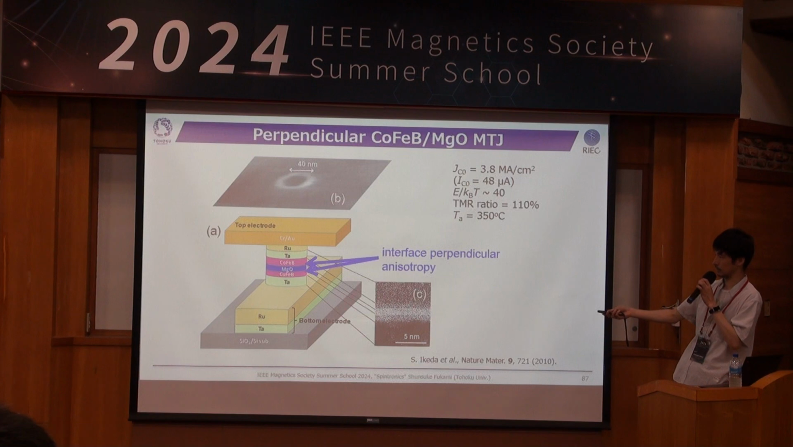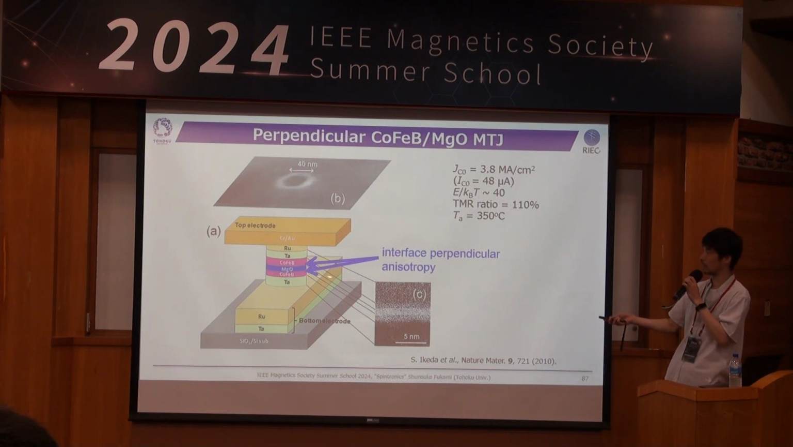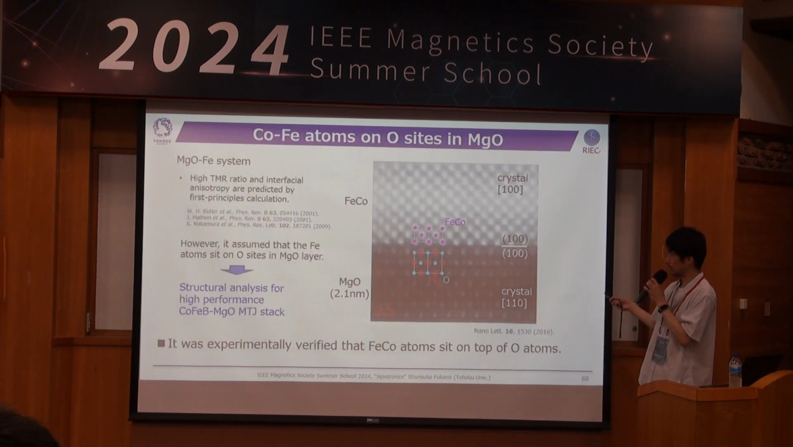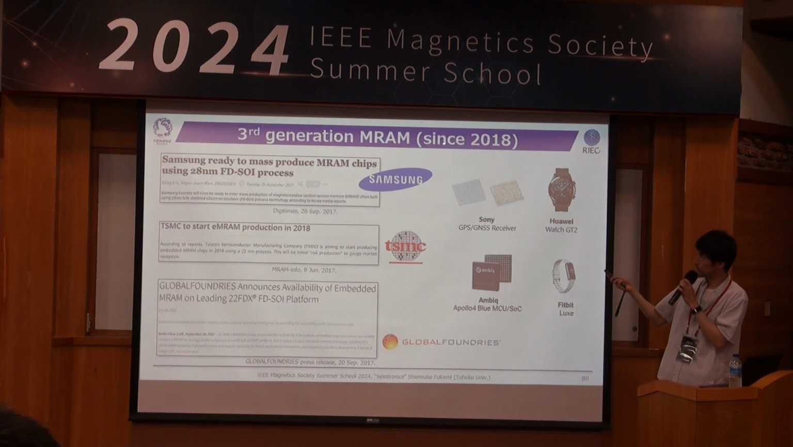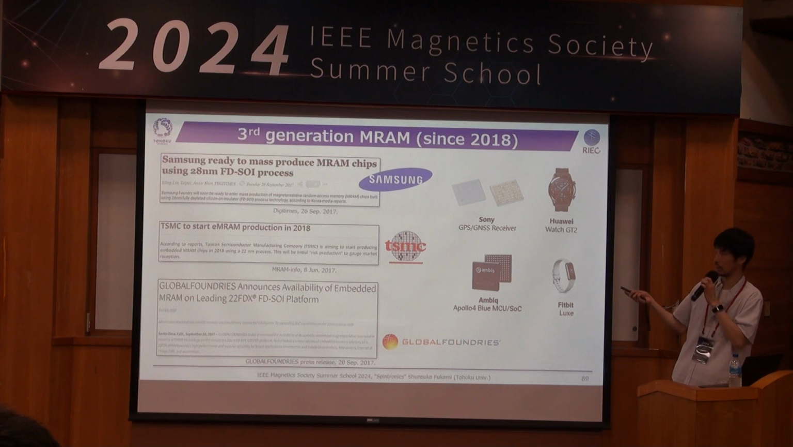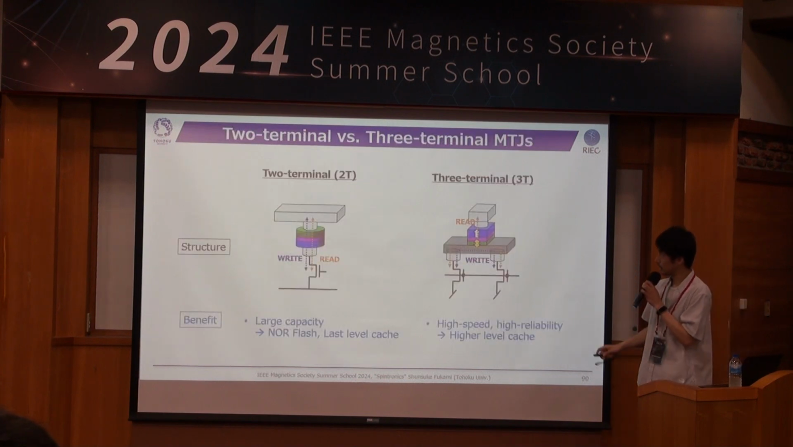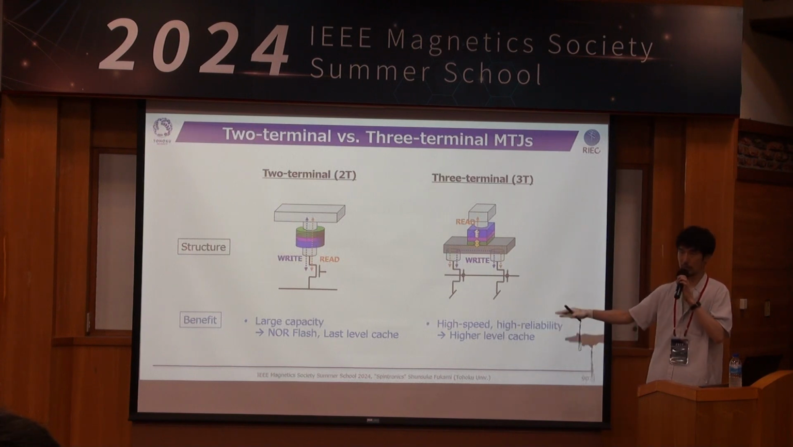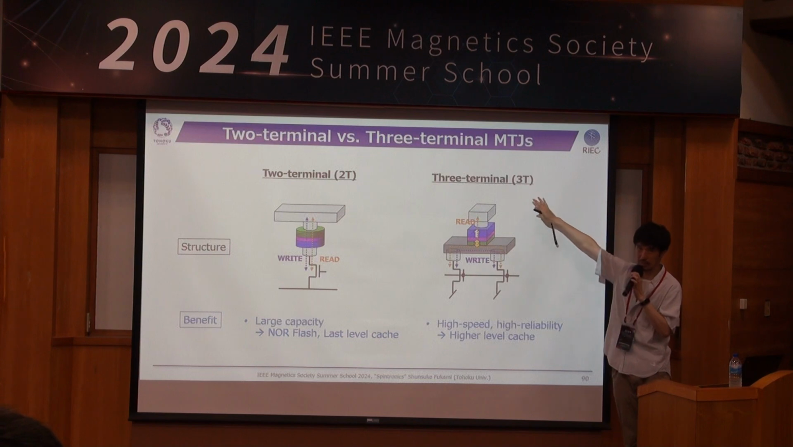And this is a very famous discovery of the perpendicular magnetization at the interface between cobalt iron boron and MgO. And with this finding, the third generation of the MRAM has been commercialized since 2018. So now you can buy a product of the STT-MRAM, for example, in the smartwatch. And now people are looking for the expansion of the MRAM market by using the 3-terminal version.